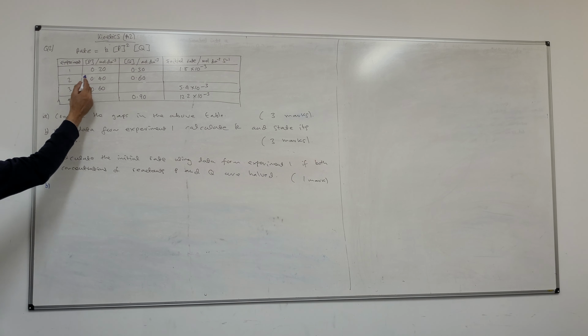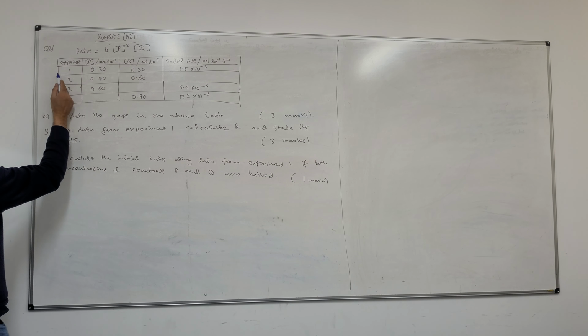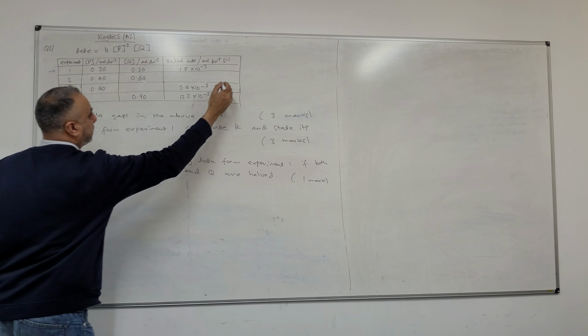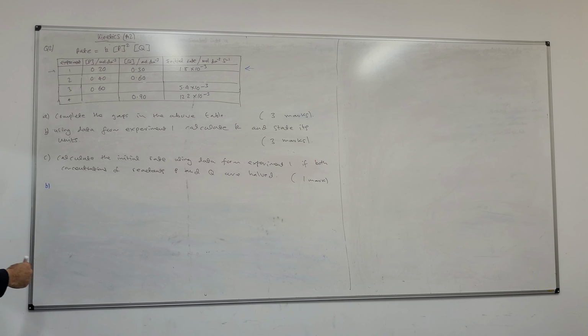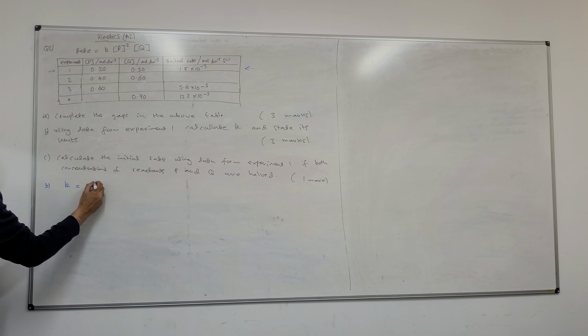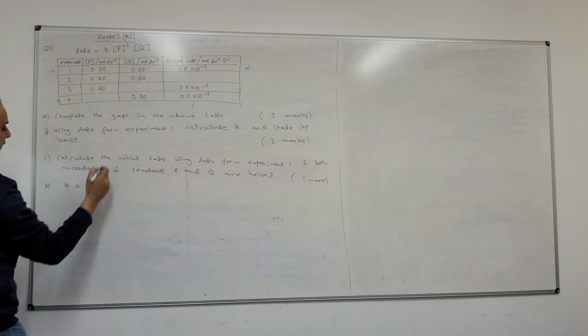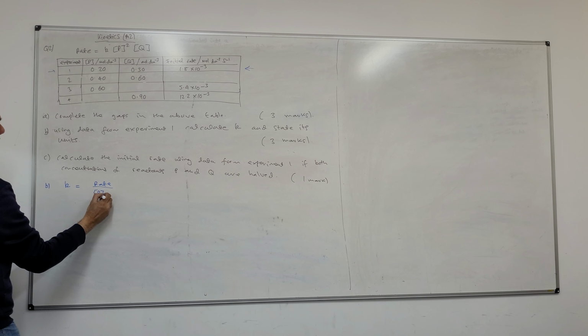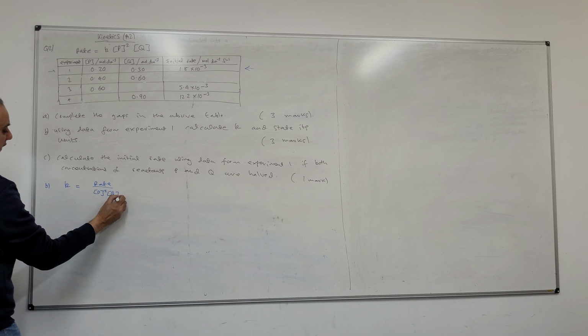So first of all, it says use data from experiment number 1, there's number 1, to calculate K and state its units. And that's the complete rule. So you've got the rate equation up there. We need to rearrange that, get K the subject, which I will oblige. So there we go, K is equal to rate. All this is dividing, so multiplying, so it will divide.